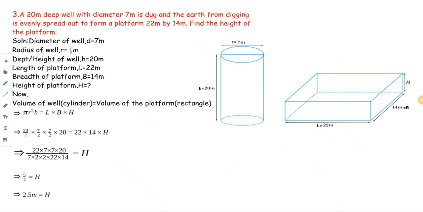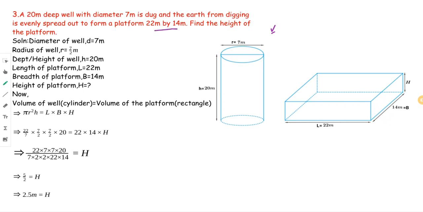Let's do one more. Question number 3. A 20-meter deep well with diameter given to us is dug. Alright, so they have dug this, and the earth from digging is evenly spread out to form a platform of 22 meter by 14 meters.